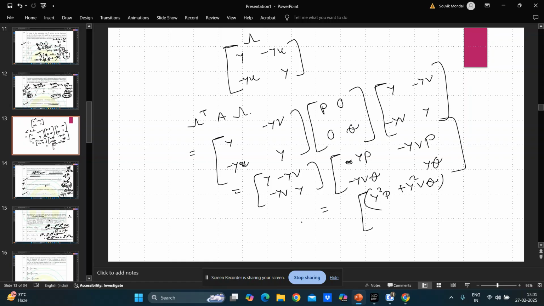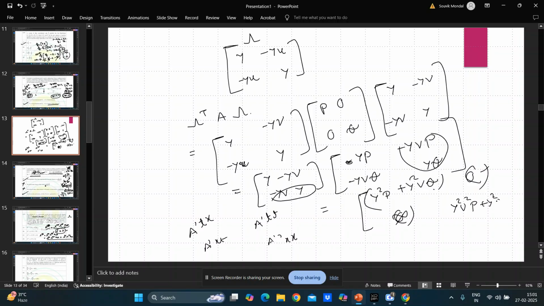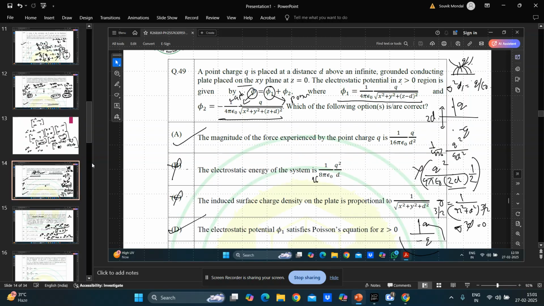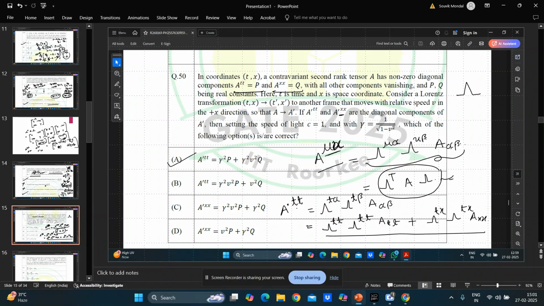You are only interested in A prime tt and A prime xx, right? You are not interested in what is A prime tx and A prime xt, right? So don't calculate these two terms. I mean they are some value, but don't waste your time. We are only interested in the diagonal entries. So you are taking this row with this column, and this will give you this diagonal element. So it is gamma square v square P plus gamma square Q, right? So this is A prime tt and this is A prime xx. These will be the two options, I guess.